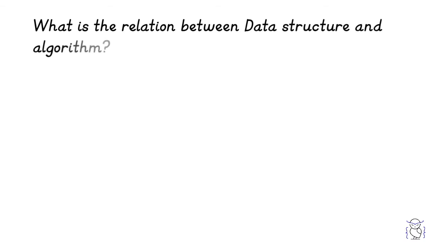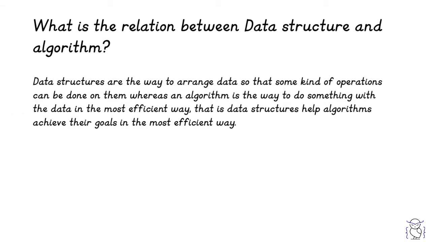Okay, I got the definition, but what is the relation between them? The data structures are the way to arrange data, as we have discussed earlier, so that some operations can be done on them. Whereas an algorithm is a way to do something with the data in the most effective way. That is, data structure helps the algorithm to achieve its goal in the most effective way.